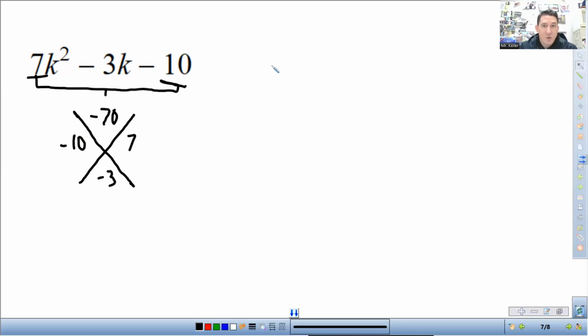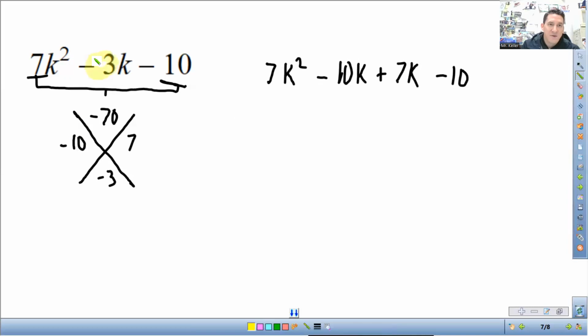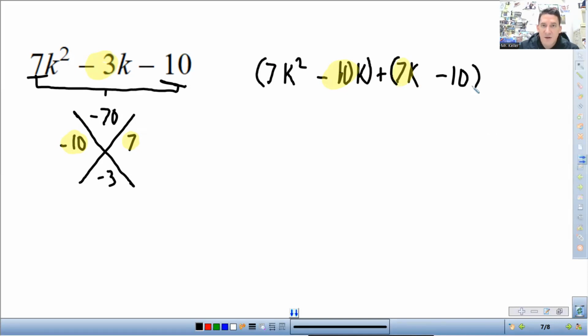So the first thing I'm going to do is, I have the 7k squared minus 3k, and I'm going to change the minus 3k into a negative 10k plus 7k, so minus 10k plus 7k, and then minus 10. So again, this negative 3 is negative 10 plus 7. I'm just splitting it up into negative 10 plus 7. All right, so group the first 2 terms together, last 2 terms together.